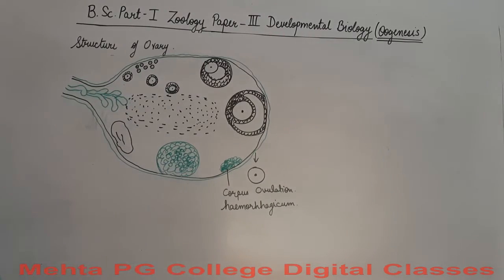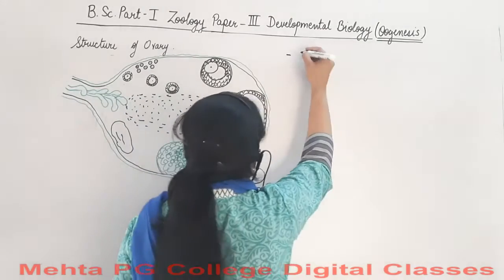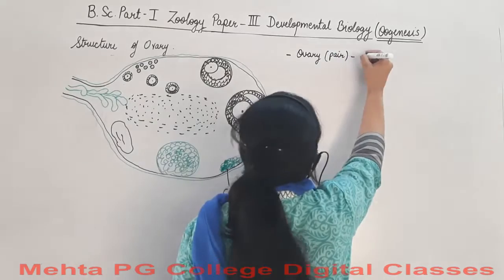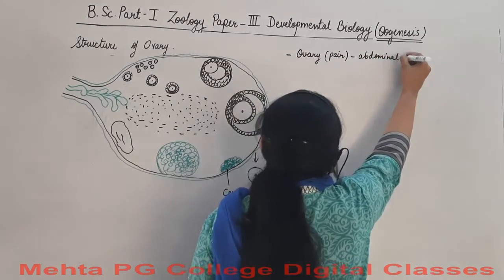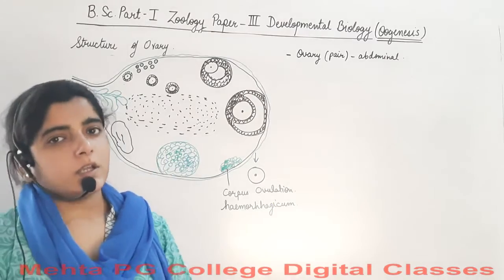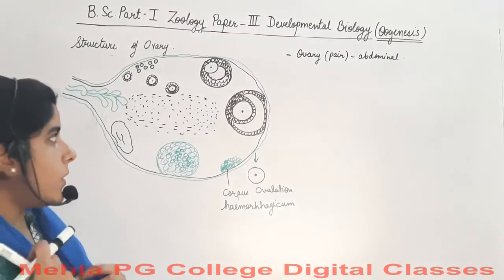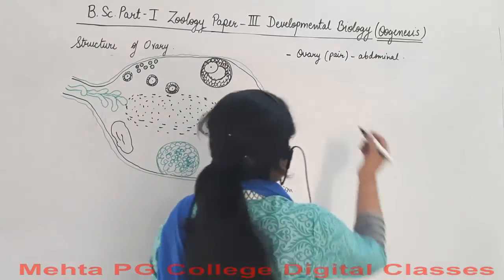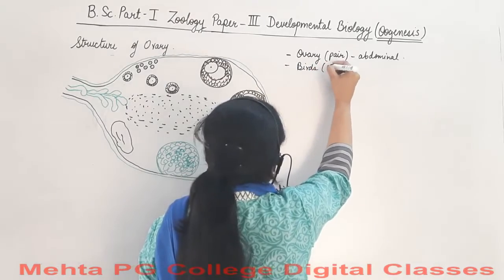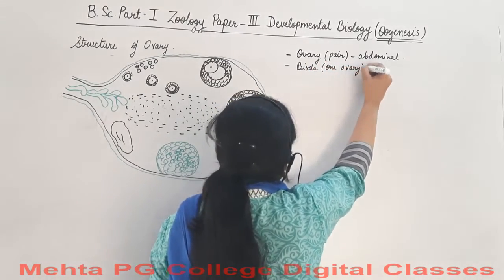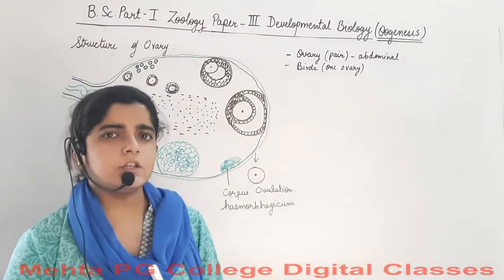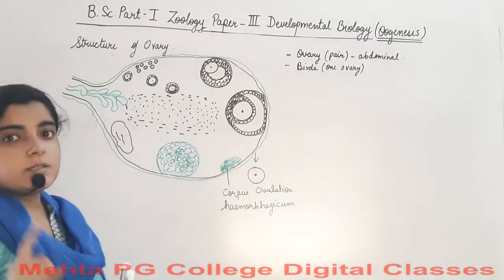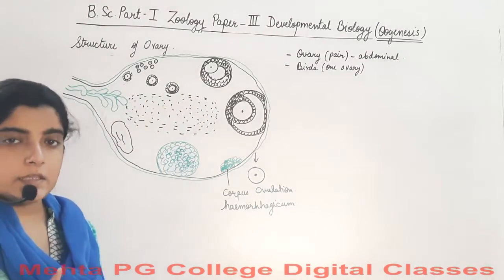So firstly, when we talk about the ovary structure, we say that the ovary is present in pairs, in the abdominal portion. It is situated in the abdominal region of all the animals, and the ovary is present in pairs. But there is an exception: in birds we only have one ovary due to reduction of weight, because they need to reduce their weight. That's why only one ovary is present in them, so that they can fly easily.